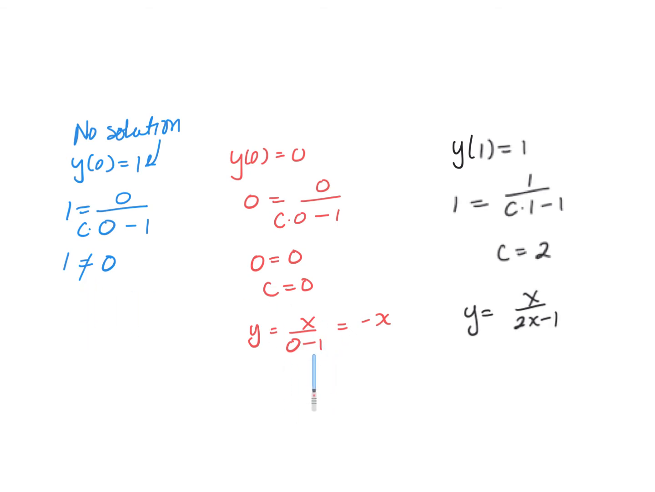With this given initial value, we actually have an infinite number of solutions. There's an infinite number of x's that you could put in to get a value for y. This one has a unique solution. So we have 3 different cases for the same differential equation based on the initial value: no solution, an infinite number of solutions, and a unique solution.